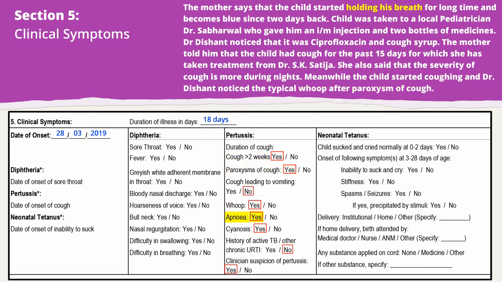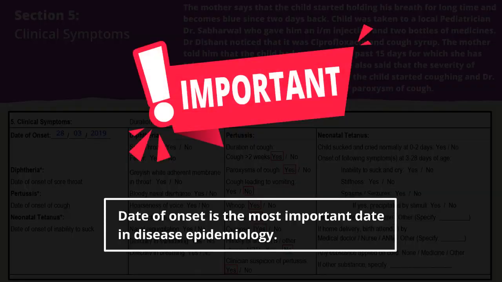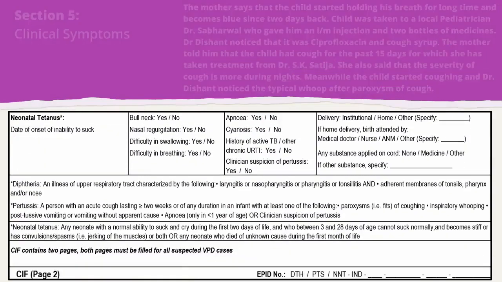paroxysm, whoop, apnea, and clinician suspicion of pertussis and rest as no. Similarly, in cases of diphtheria or neonatal tetanus, encircle the symptoms based on history. Always remember that date of onset is the most important date in disease epidemiology and must be elicited correctly.